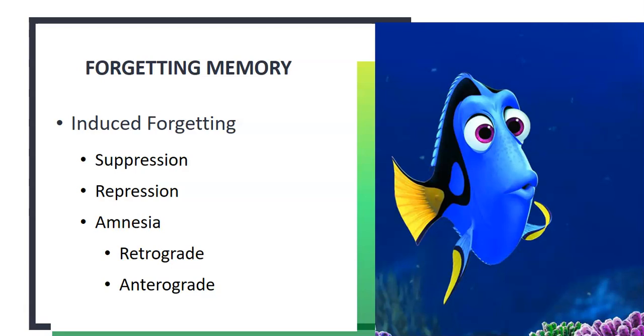Anterograde amnesia is the loss of memory of events occurring after the injury. This is usually the result of damage to the hippocampus, and it prevents the transfer of new experiences from short-term to long-term memory. So this is the case of Dory, how she was unable to form new memories.